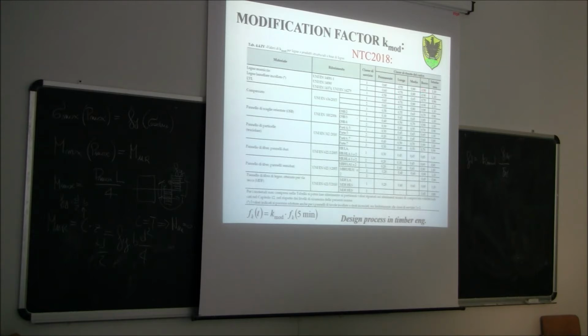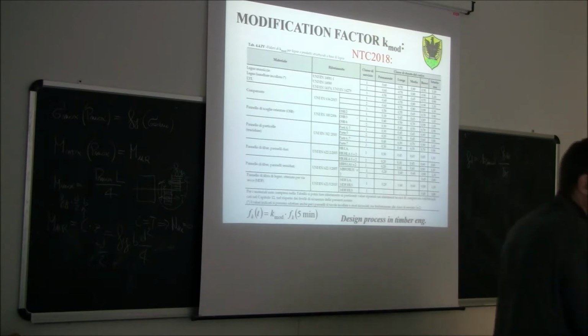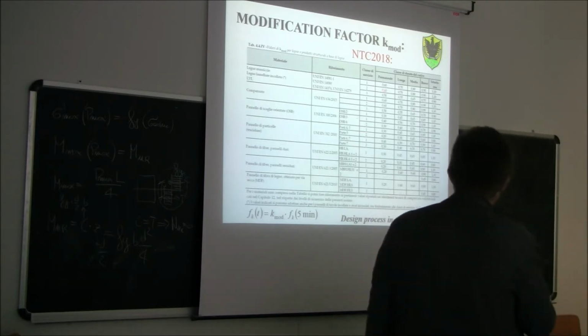So we have permanent load with 0.6, and the short duration load with 0.9. Which K mod should be chosen? 0.9. The regulation says 0.9, which is counterintuitive. Because if you think about it, you could say, okay, if I want to be conservative, I take the lowest one. So I take 0.6.